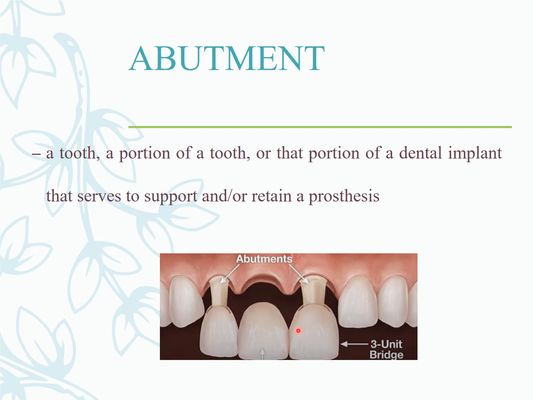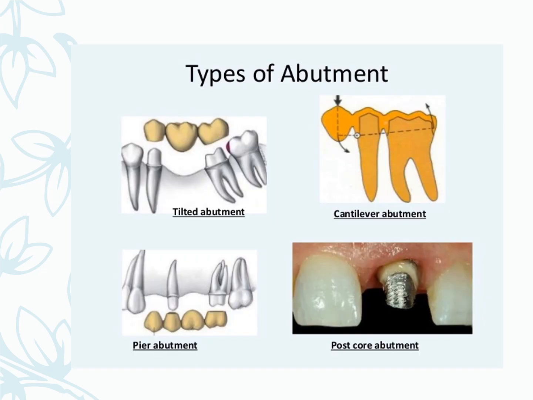So these are the abutments, the teeth that we prepare, in short. A tooth or a portion of the tooth or portion of a dental implant that serves to support or retain the prosthesis is known as an abutment. Coming to types of abutment, we can have tilted abutments, a cantilever abutment, a pier abutment. Two are straight, one is tilted, both are tilted. And post and core abutment.